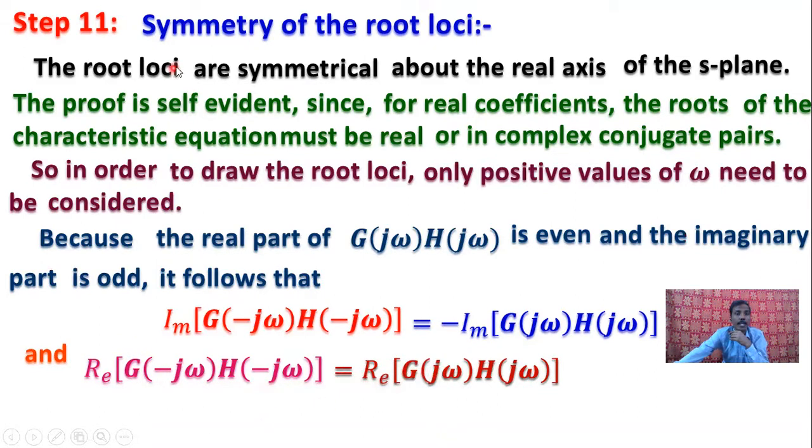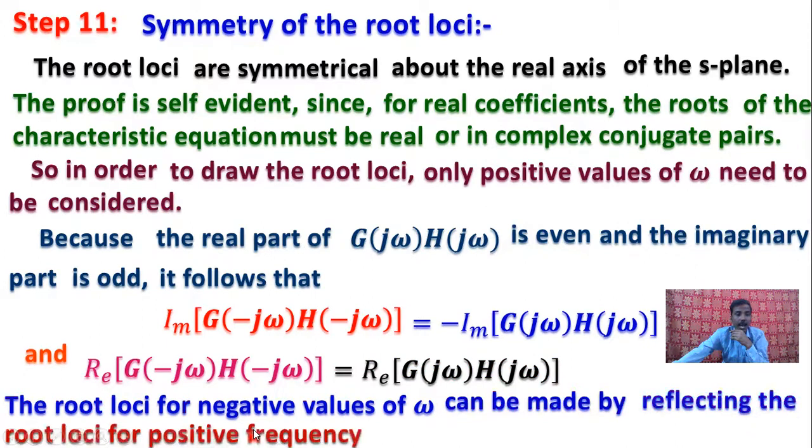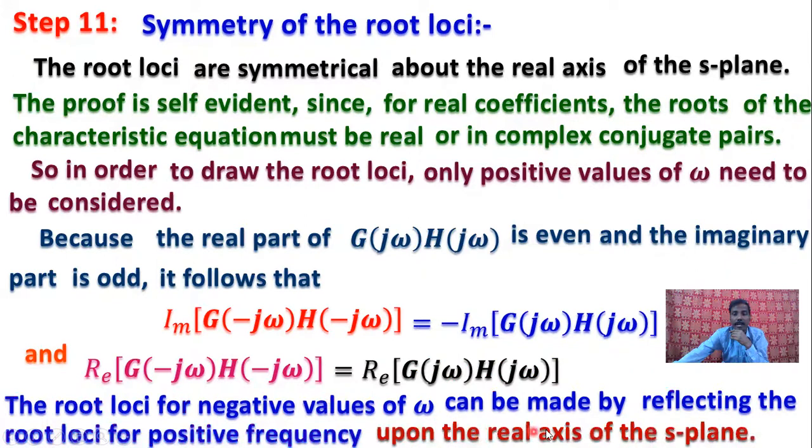So the root loci are symmetrical about the real axis of the S plane. This is also very important. The root locus for negative values of omega can be made by reflecting the root loci for positive frequency upon the real axis of the S plane. So this is the symmetry of the root loci.